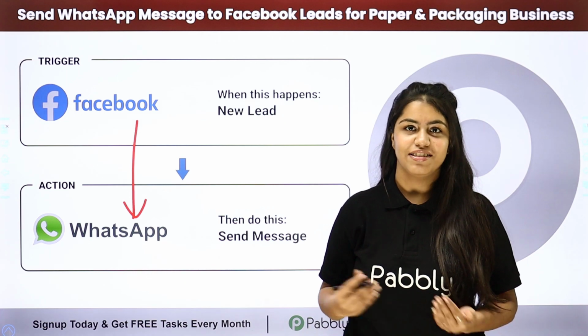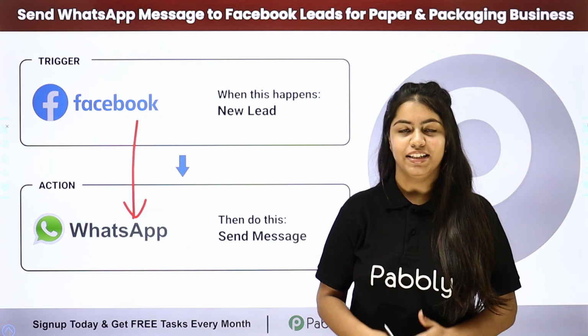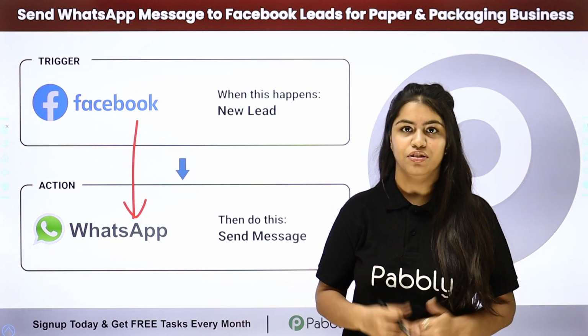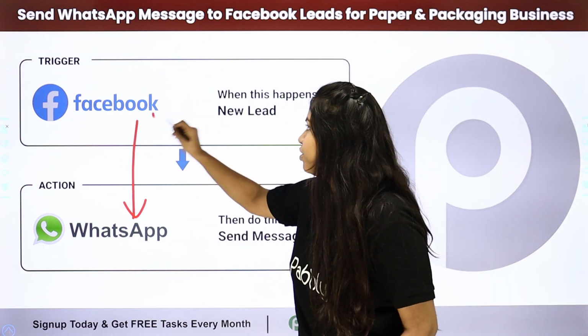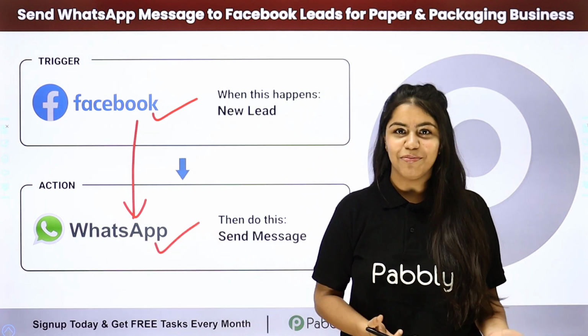So we are going to create this integration with an amazing automation software, that is Pabbly Connect. In Pabbly Connect, we have the principle of trigger and action. For trigger, we are going to use Facebook, and for action, we are going to use WhatsApp. To know how to do this, let me take you to my computer screen.